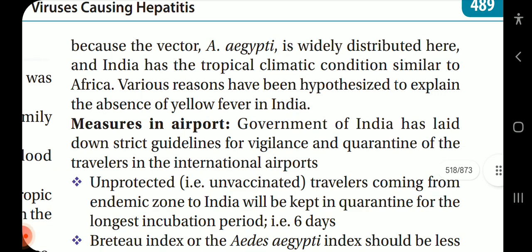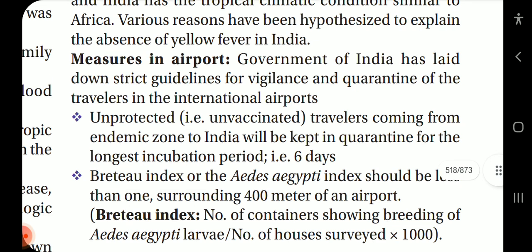Because of the vector, Aedes aegypti is widely distributed here, and India has tropical climatic conditions similar to Africa. Various reasons have been hypothesized to explain the absence of yellow fever in India.